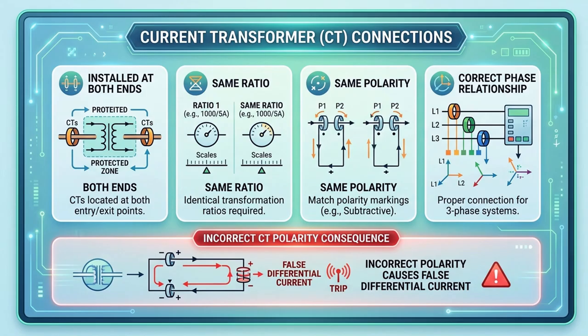Here's a key installation rule. Current transformers must be connected at both ends with the same ratio, correct polarity, and proper phase relationship. Why is this important? Because even a wrong CT polarity can create false differential current and cause an unwanted relay trip.